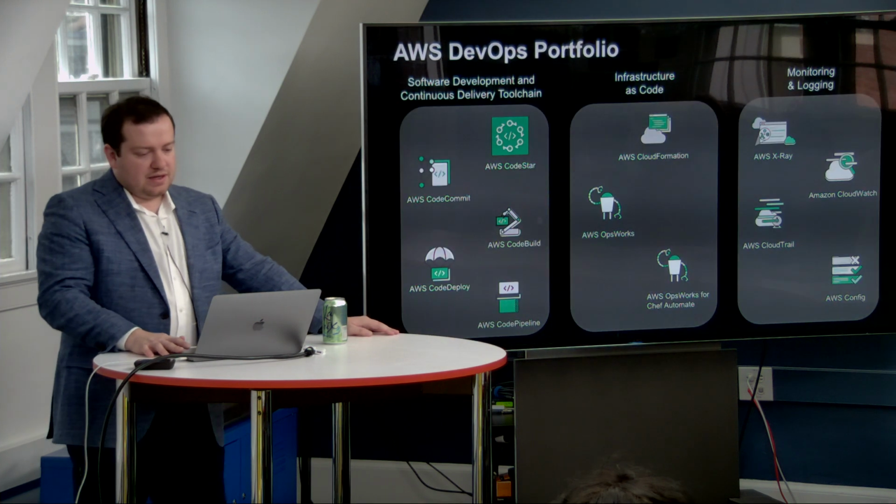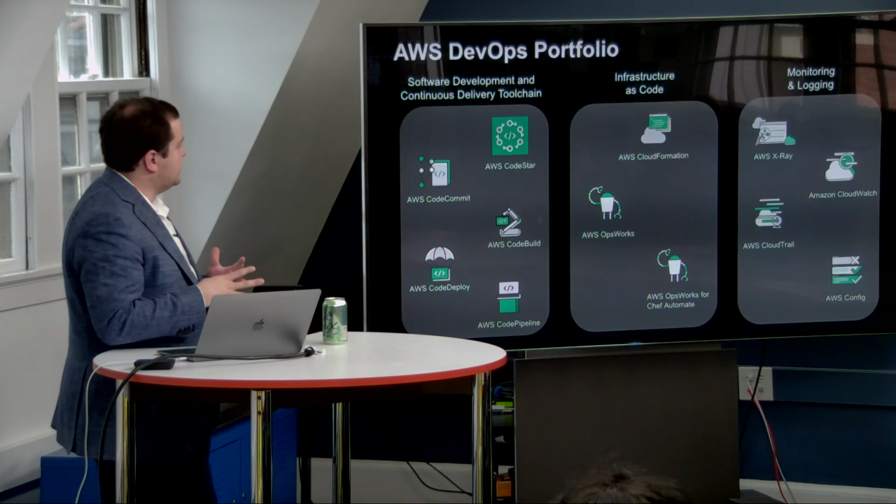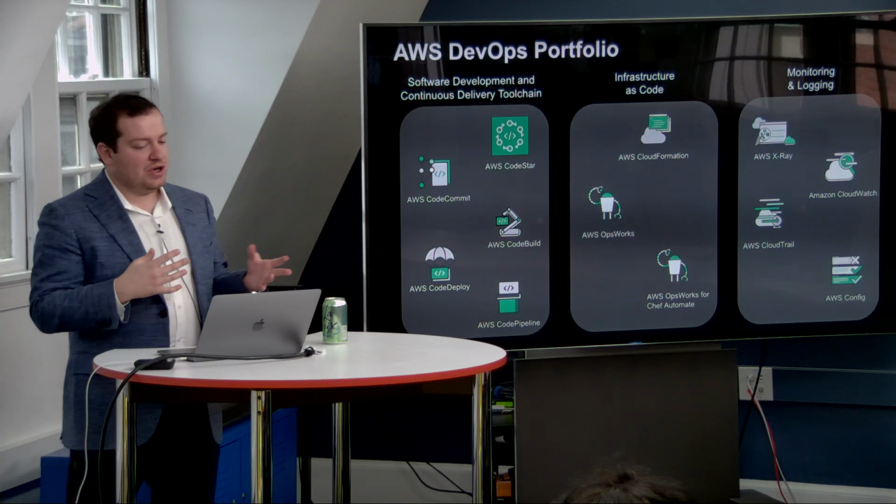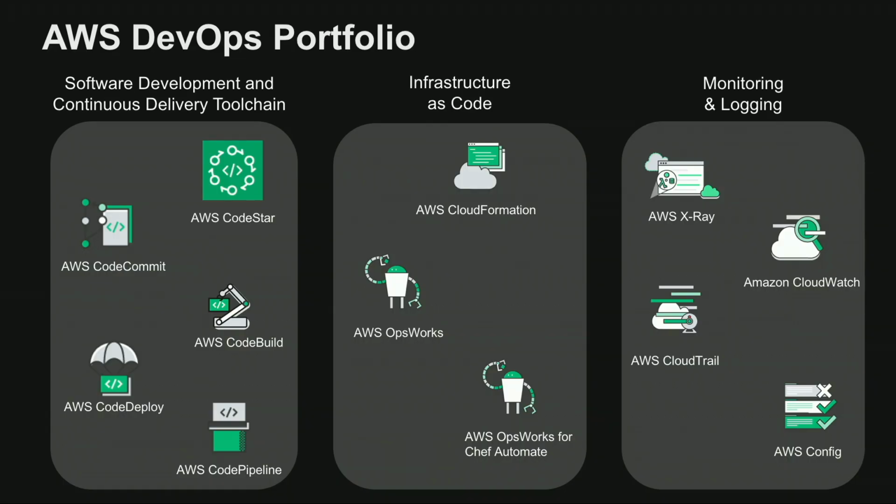Aside from our code services, we have a bunch of other stuff in our DevOps portfolio that can help you. For infrastructure as code, we have a service called CloudFormation. As I mentioned earlier, it allows you to write a JSON or a YAML file that describes your whole architecture and your infrastructure, and then deploys off of it. We have something called OpsWorks, which is essentially a managed service for Chef, a commonly used configuration engine.